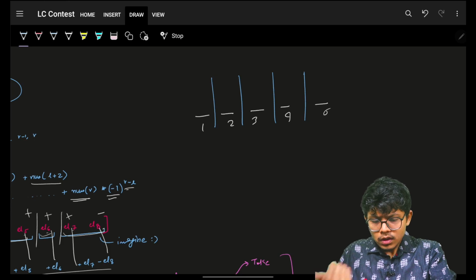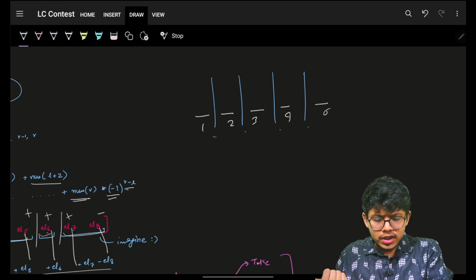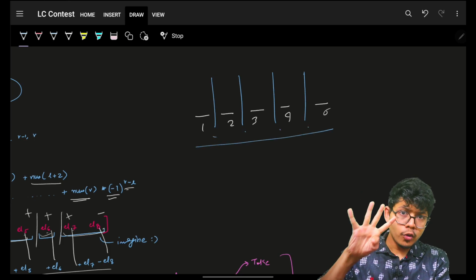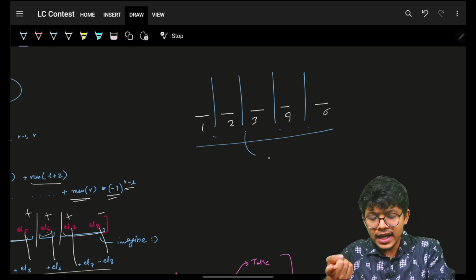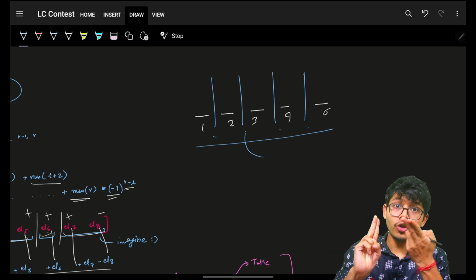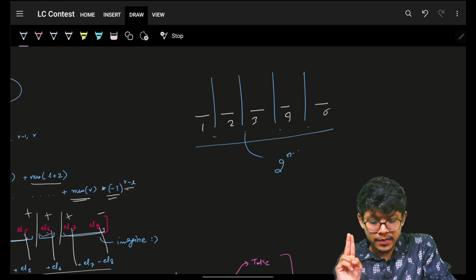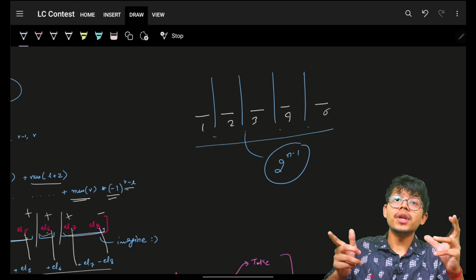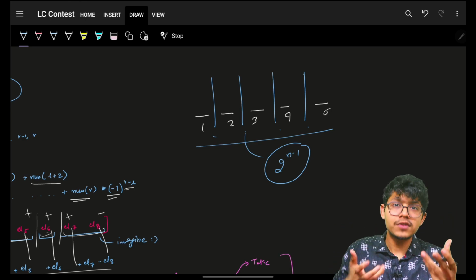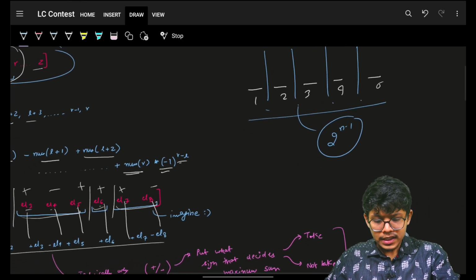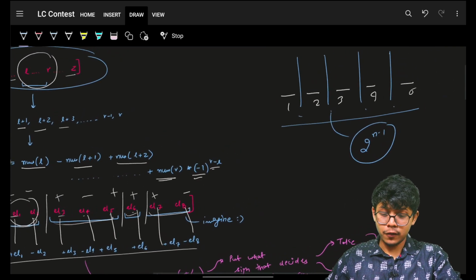So ultimately, 1, 2, 3, 4, 5 elements will give me 4 gaps. For all 4 gaps, I will have the option of either placing a split or not placing the split. So 2 raised to the power n minus 1 will be the total number of possible splits which I could make.